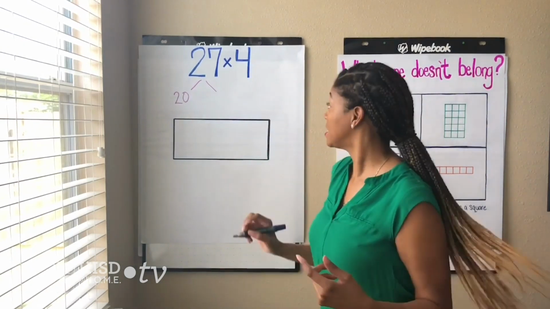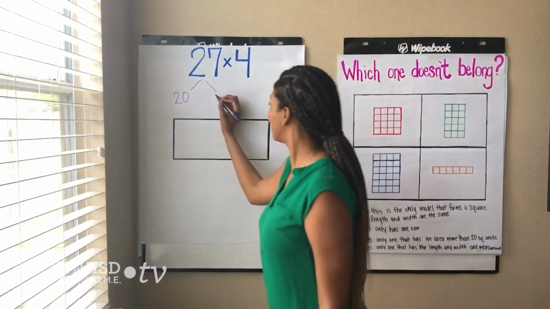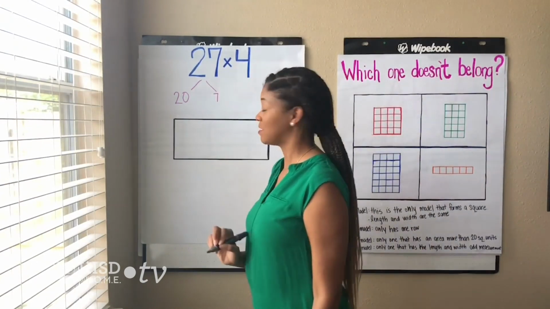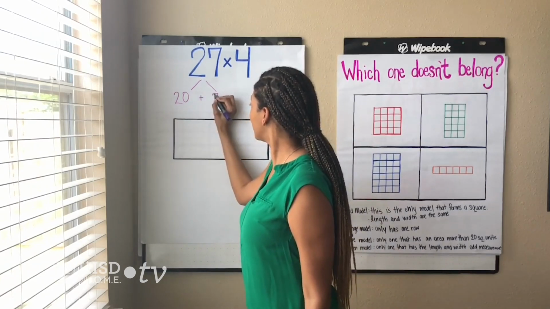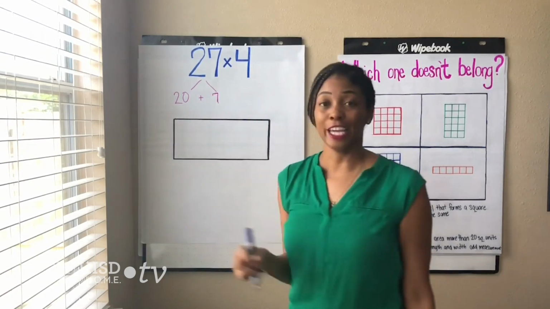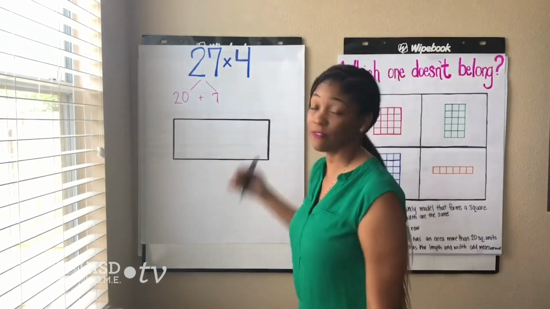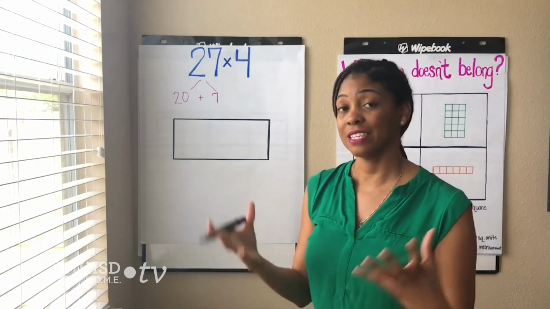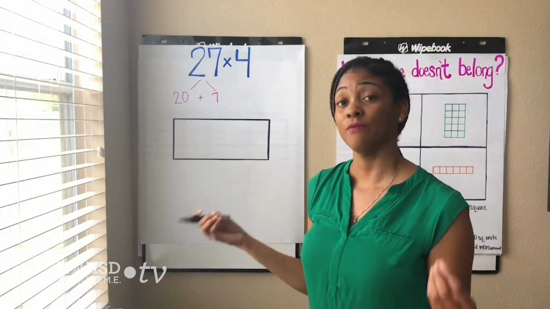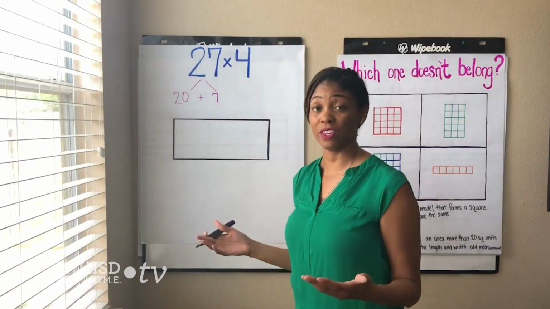And I know that 7 1s is the same value as 7. So now I have 20 plus 7, which is the same as 27. And so then we have our factor 4. And so what I want to do is I want to now take my decomposed factor and use my box to help organize my thinking.